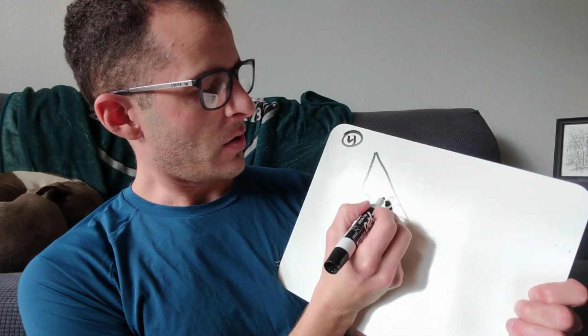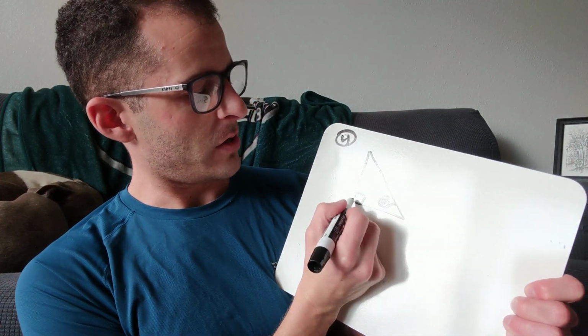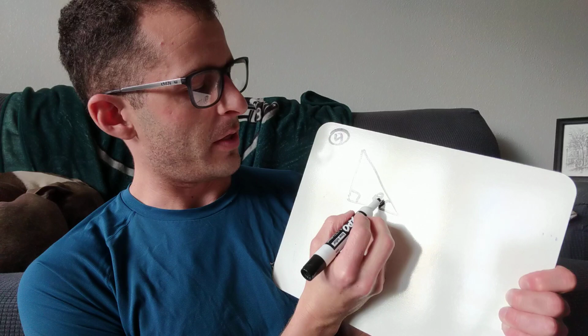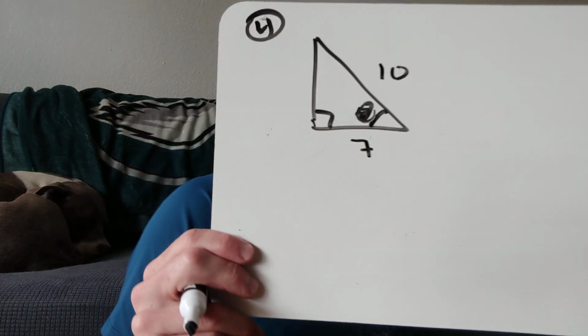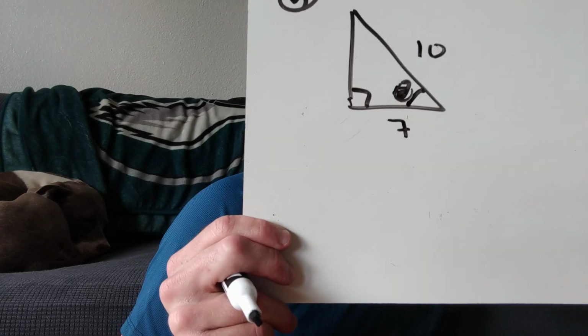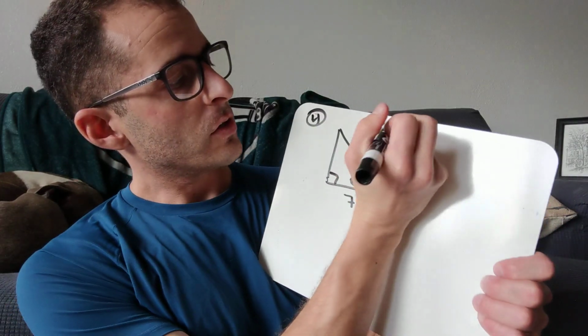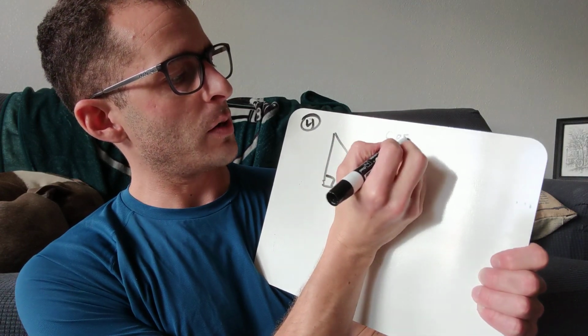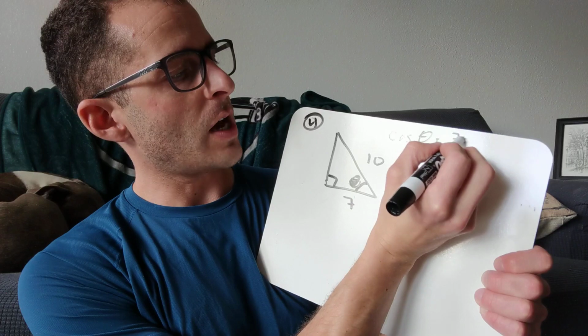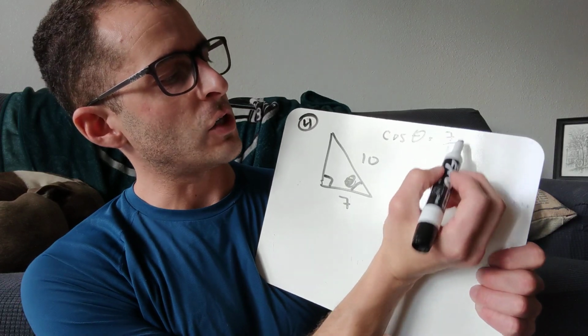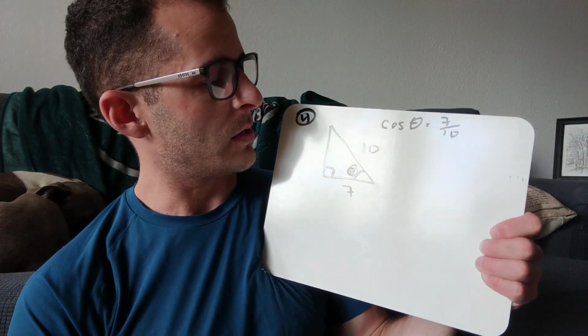The cosine of theta, so it doesn't really matter where you put theta as long as you don't put it in the 90-degree spot. The cosine is 7 over 10. Evaluate the 5 other trig functions. I want you to have all 6 listed down. So we have a right triangle, we have a theta somewhere, doesn't matter where you put it. We know that the cosine is 7 over 10, so that means adjacent is 7, hypotenuse is 10.